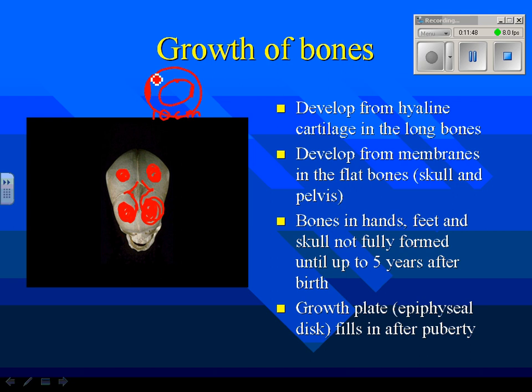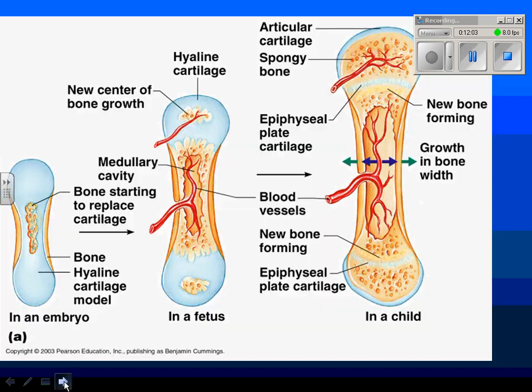Okay, let's talk about the rest of the bones growing. Hands and feet are not fully formed. If you saw an x-ray of an infant's hands, there's bone and cartilage, there's like dark spaces in it where it's cartilage. This is in your book. And I think it's important to understand how bones grow.